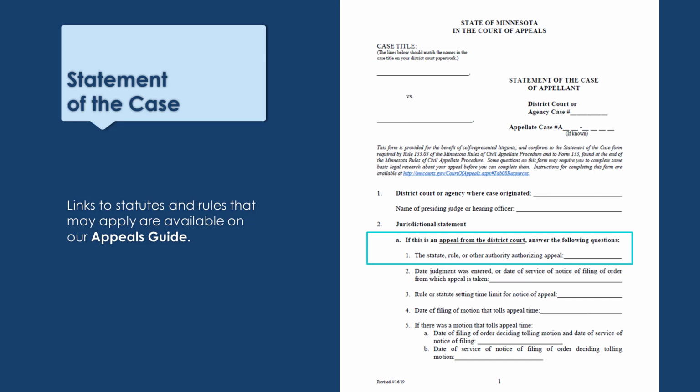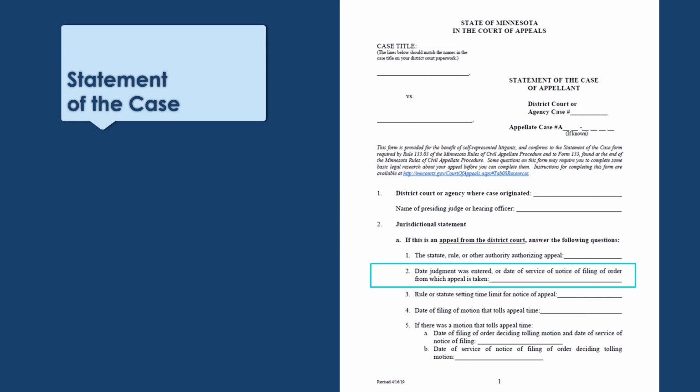Question 2A1 asks you to list the statute or rule that allows you to file the appeal. You can find links to many of the rules and statutes that may apply here on our appeals guide. In 2A2, if you are appealing from a judgment, fill in the date the judgment was entered. If you are appealing from an order, fill in the date you were served with the notice of filing of order.